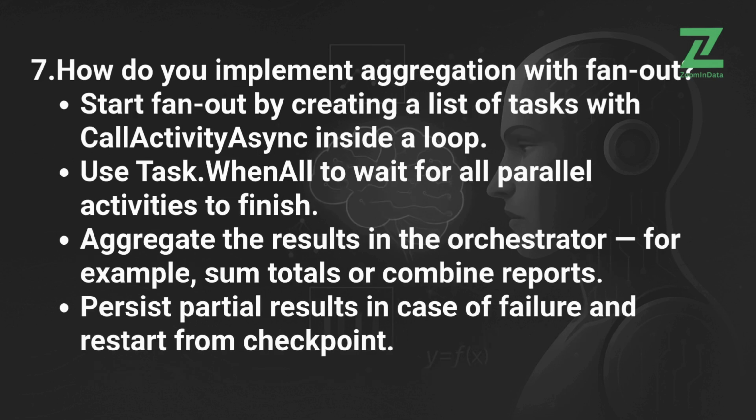How do you implement aggregation with fan-out? Start fan-out by creating a list of tasks with call activity async inside a loop. Use task when all to wait for all parallel activities to finish. Aggregate the results in the orchestrator, for example, sum totals or combine reports. Persist partial results in case of failure and restart from checkpoint.